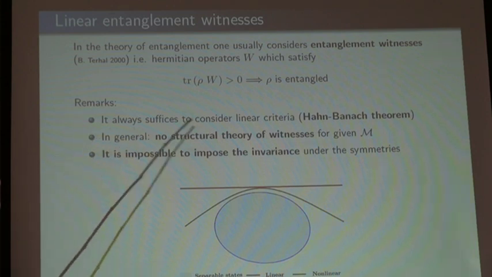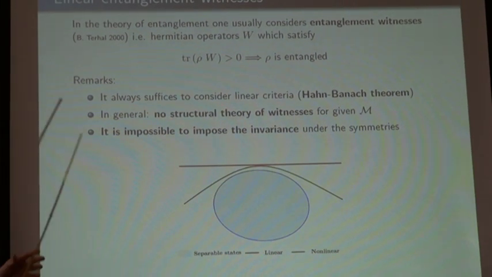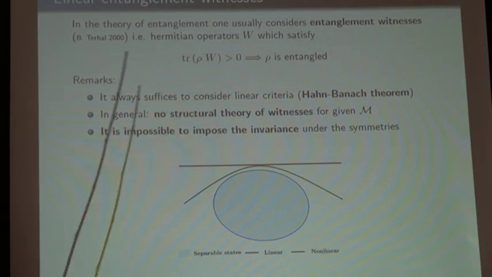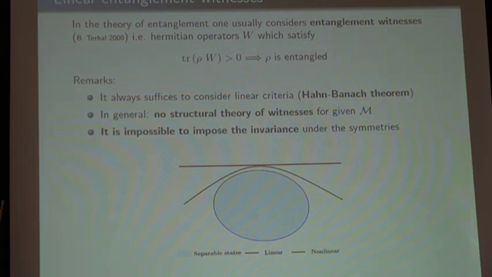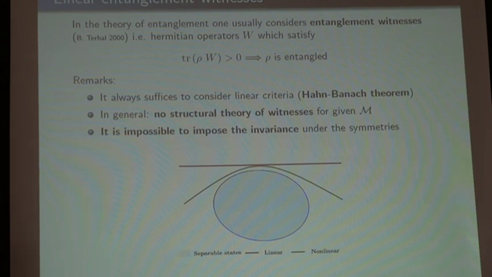Well, in general, from the Hahn-Banach theorem it follows that whenever I have a convex set in my set of density matrices, I can always find a family of such witnesses with the help of which I can describe the whole set. But in general, I don't have the structural theory of such witnesses for a given M. I have such a structural theory for the separability problem for entanglement, but for all those classes, I don't have it. Okay, so.